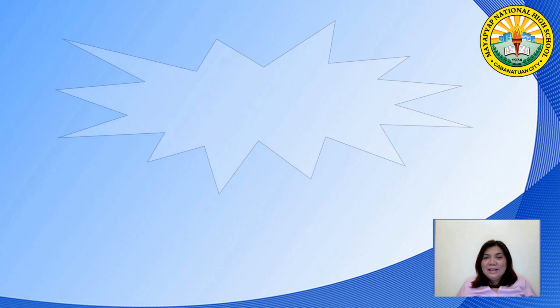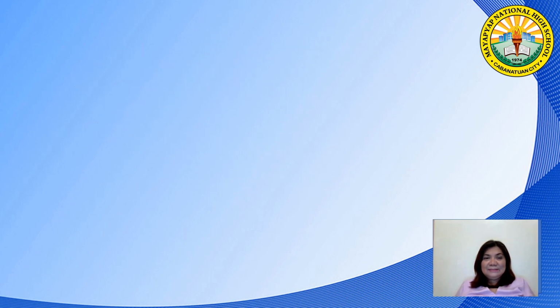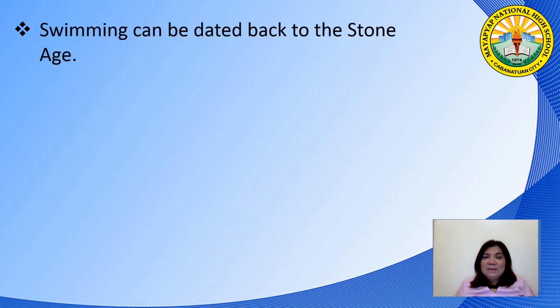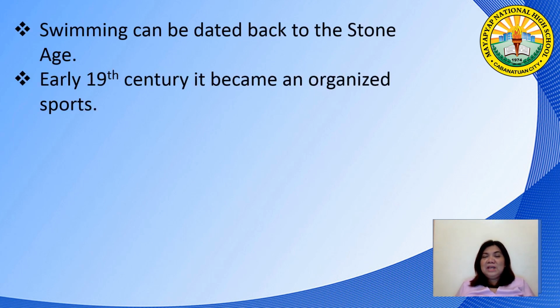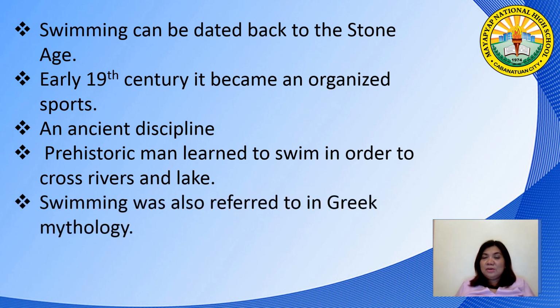And now, let's talk about the brief history of swimming. Swimming can be dated back to the Stone Age. During the early 19th century, it became an organized sport, an ancient discipline, because during those times, prehistoric man learned to swim in order to cross rivers and lakes. Swimming was also referred to in Greek mythology.